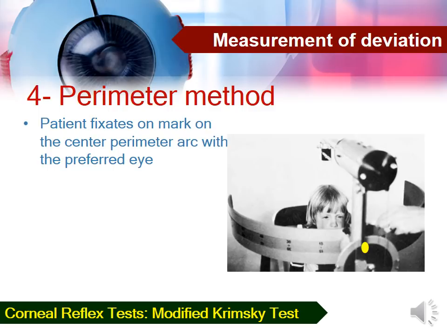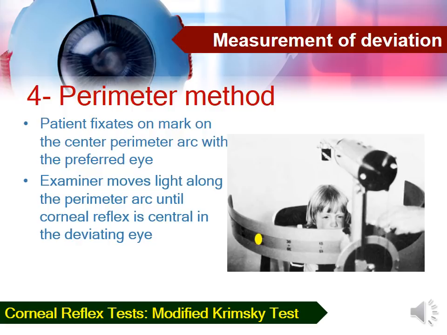There are other corneal reflex tests used to measure the angle of deviation, but they are far less commonly used clinically. They include the perimeter method. In the perimeter method, the patient sits in the middle of the perimeter arc. The patient fixes on a mark on the center of the perimeter. If the patient has a strabismus, the corneal reflex won't be in the center of the deviating eye. Without the patient moving his eyes, the examiner will move the light along the perimeter arc until the corneal reflex is central in the deviating eye. The angle of deviation is measured on the arc.